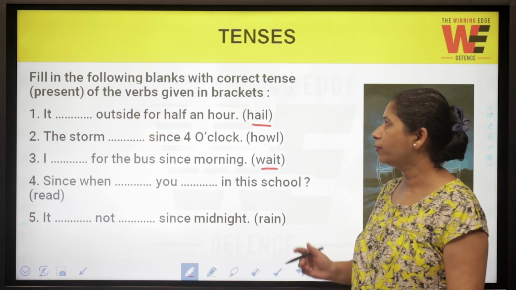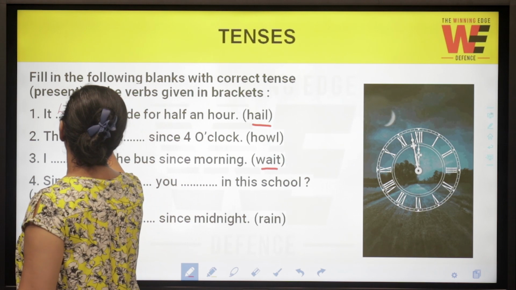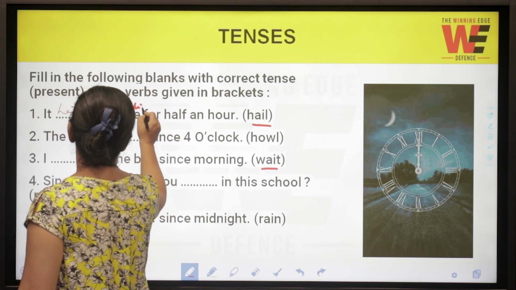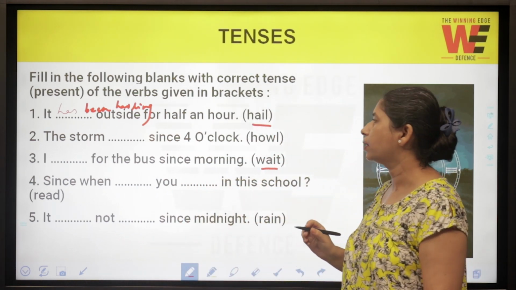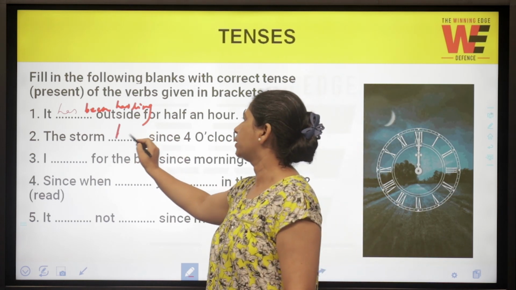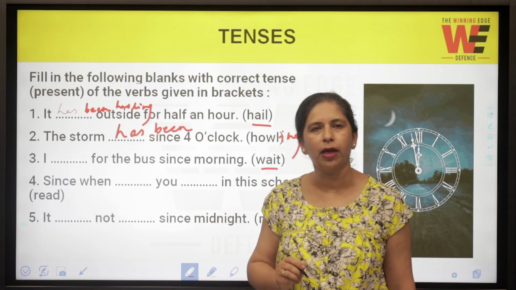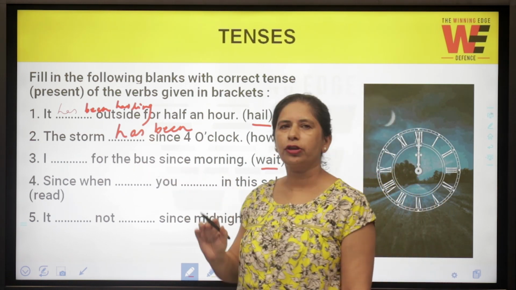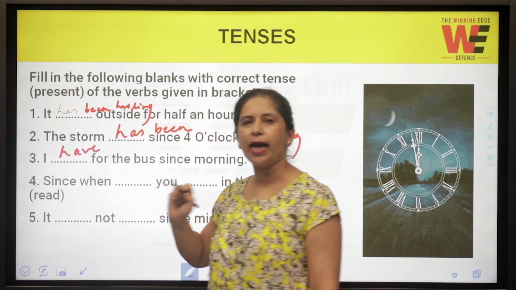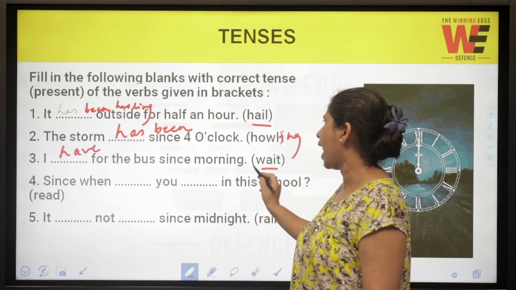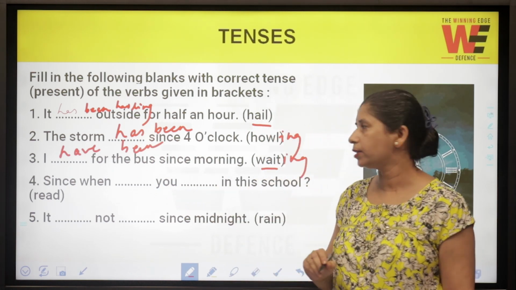So the answer for the first one will be: it has been hailing outside. The storm dash since, what will it be? The storm has been howling. Then I dash for the bus, what will it be? What goes with I? I already told you, I have. Have, not has. I have been waiting for the bus since morning.